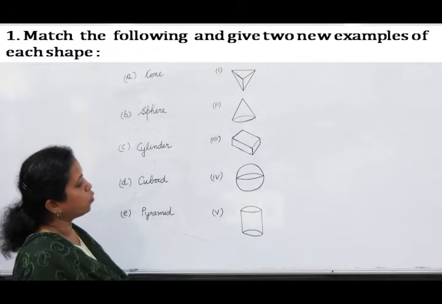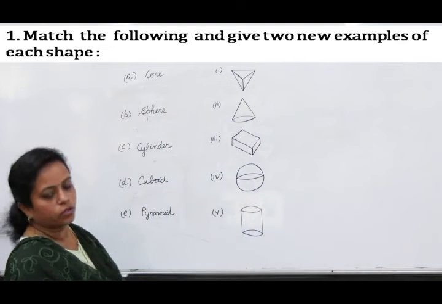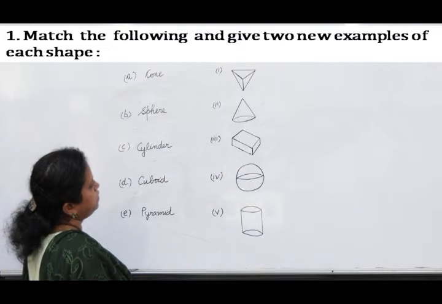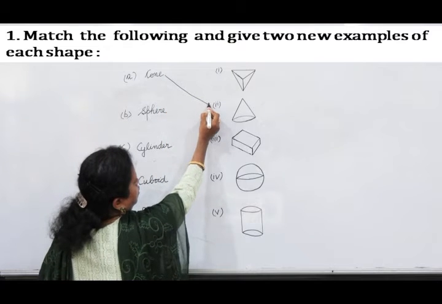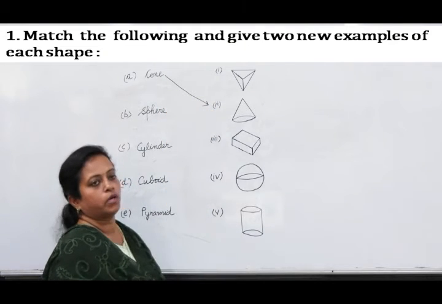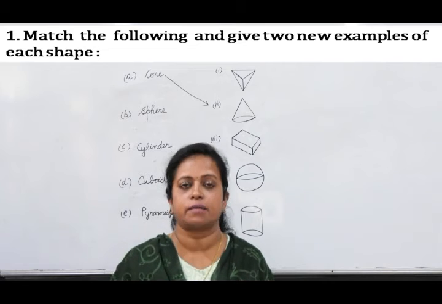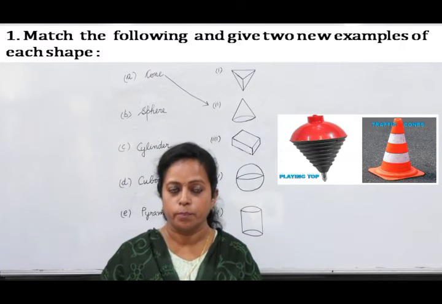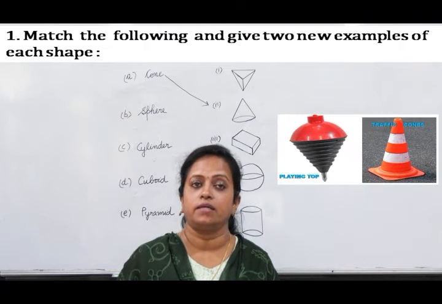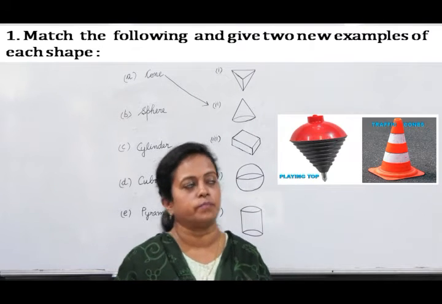The first one, cone. So can you identify cone from the right hand side? Yes, it is the second option. So this is the shape of a cone. And what will be 2 other examples of cone that you can think of? It can be the plane top and it can be the traffic cones.